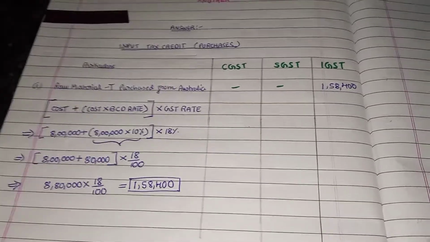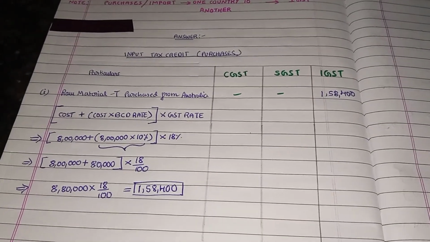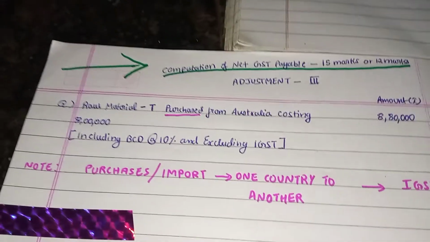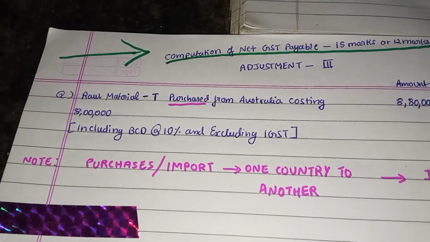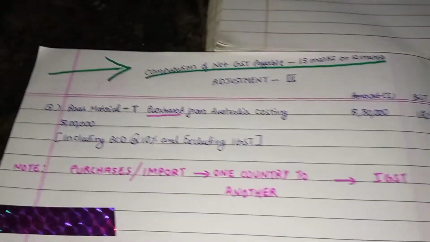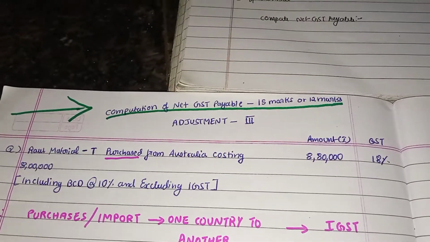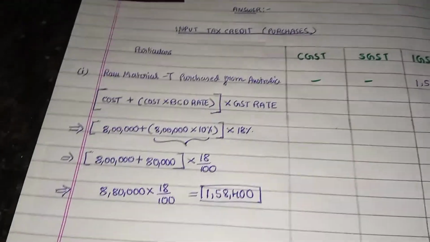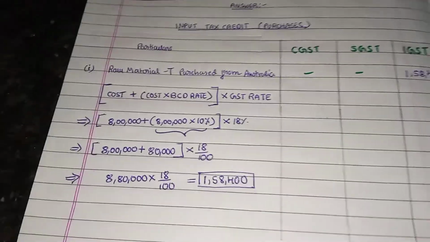Guys, this is a very important adjustment which will be coming in the 15 marks question. So please observe carefully. The question will be of this type, including BCD and excluding IGST. The 15 marks question, computation of net GST payable. In that, when you are doing input tax credit, you have to do this adjustment.